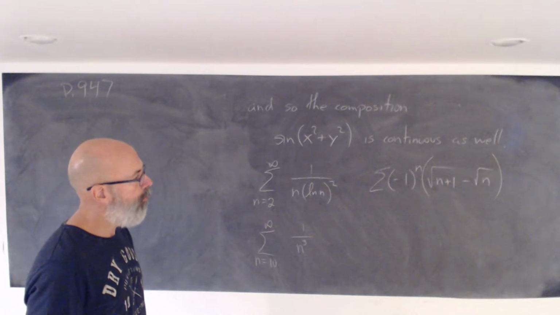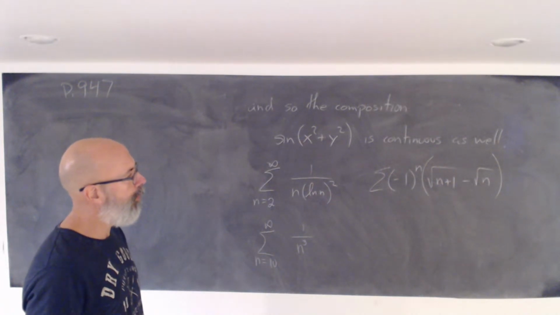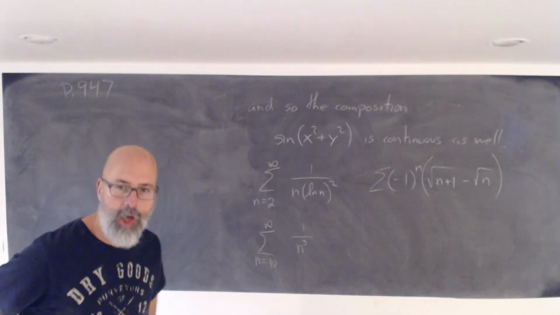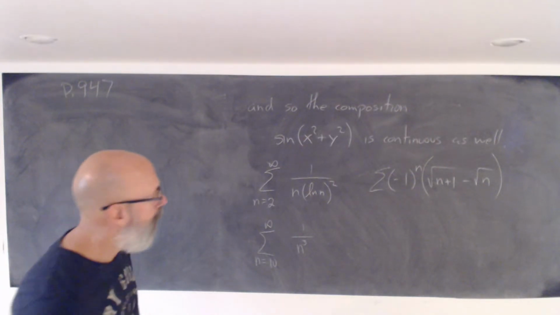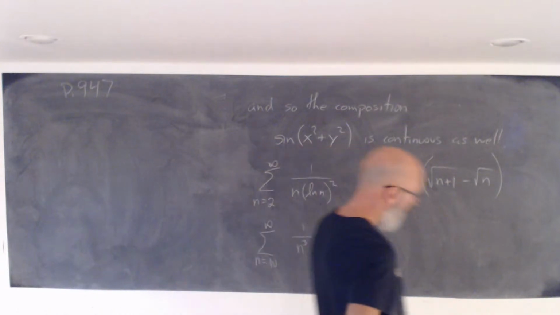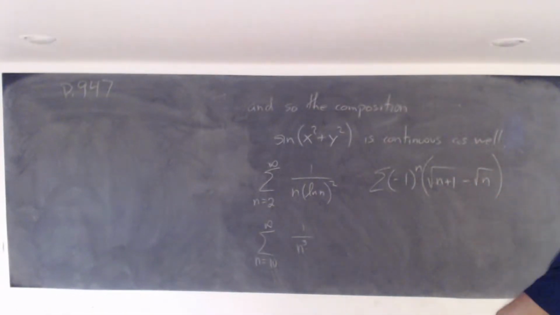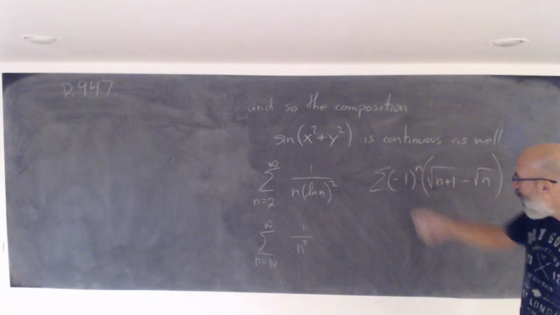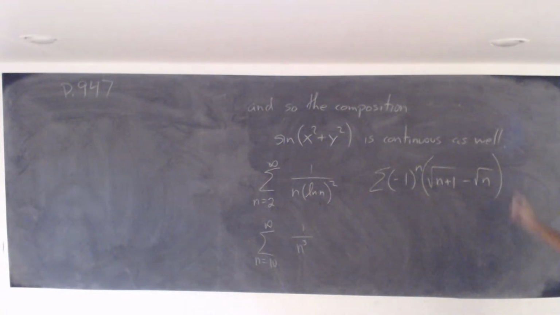What I would do, I mean, look, you're thinking to yourself, maybe telescoping sum. The issue is that it's not really, because of this (-1)^n. What I would do is multiply this by the conjugate: square root of n plus 1 plus square root of n, over square root of n plus 1 plus square root of n. You're multiplying by 1, you're not changing anything.